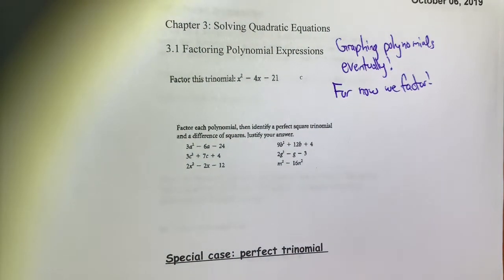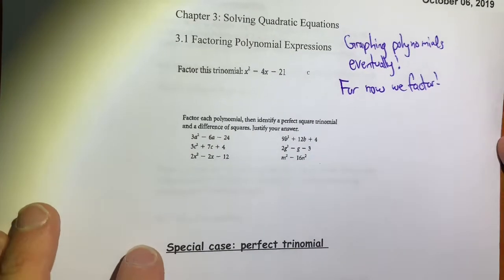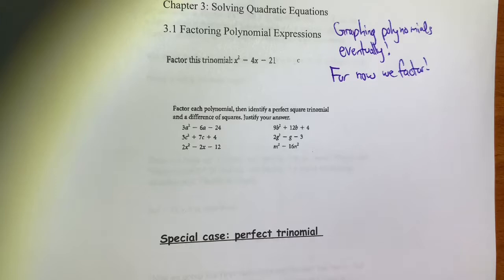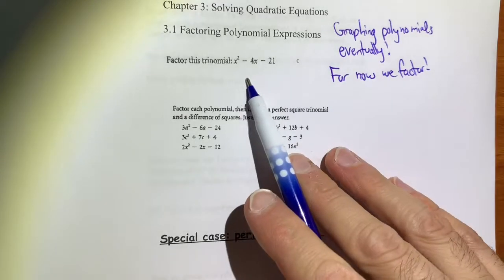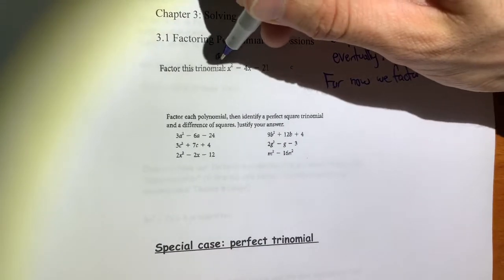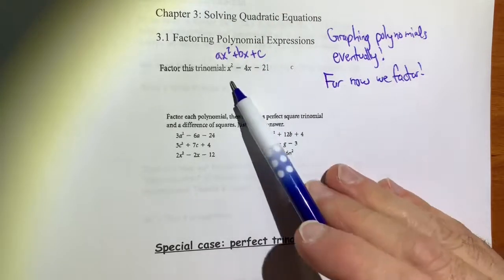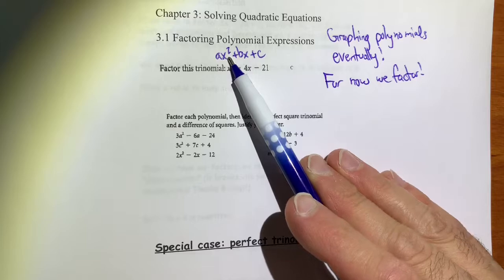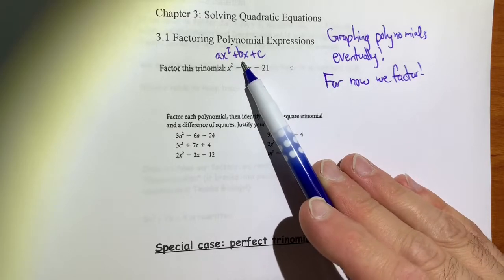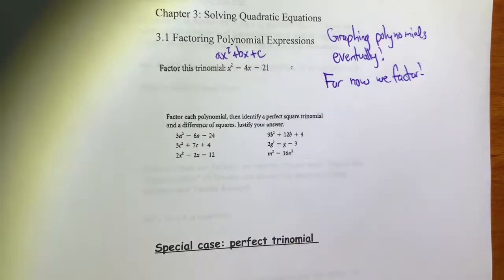So this is 3.1. We're going to do a bunch of review from grade 10 and then we're going to dive into the grade 11 material. So I might not do all the review, but the most basic kind of polynomial you have is this form here, ax squared plus bx plus c. So these are the letters we use. The a is always the coefficient of the x squared term, the b is always the coefficient of the x term, and then the c is the constant term.